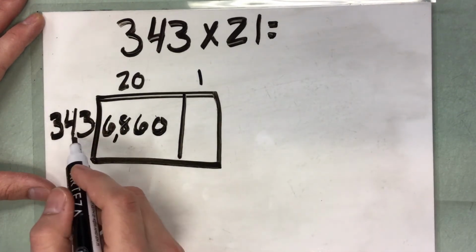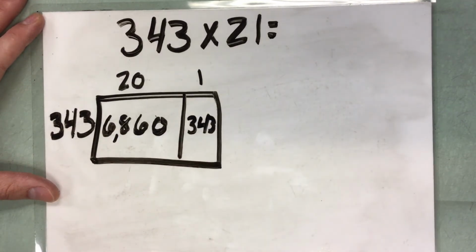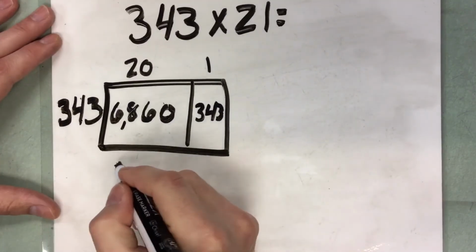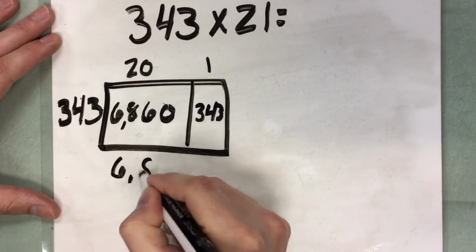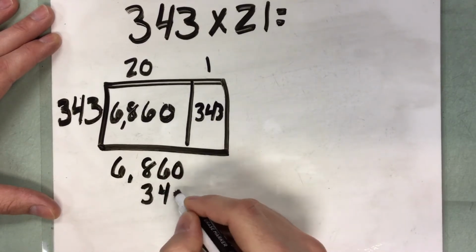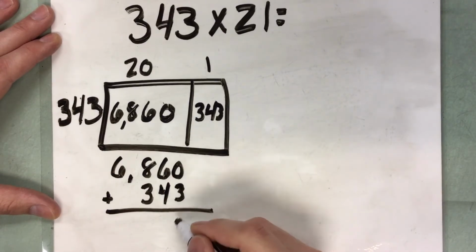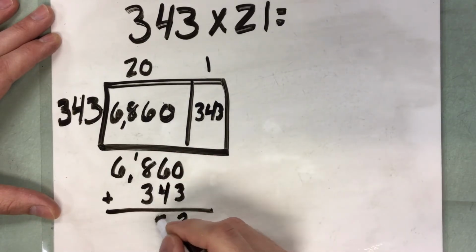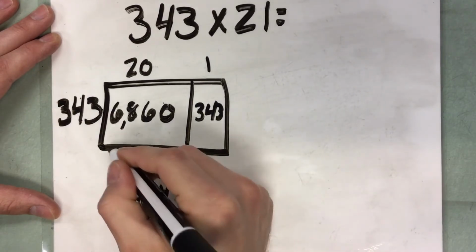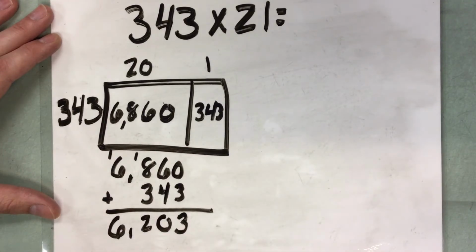Now I just need to multiply 343 times 1, and that's easy. That's just 343. Now, let's add those partial products to find out my answer. So I have 6,860. Make sure to line up your place values, so hundreds with hundreds, tens with tens, ones with ones. And I'm going to add. So I get 7,000, forgot to add my 1 there, 7,203.